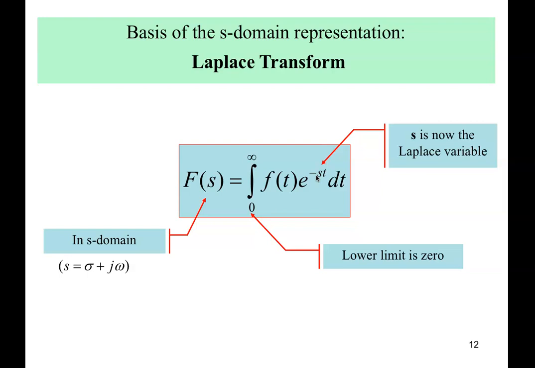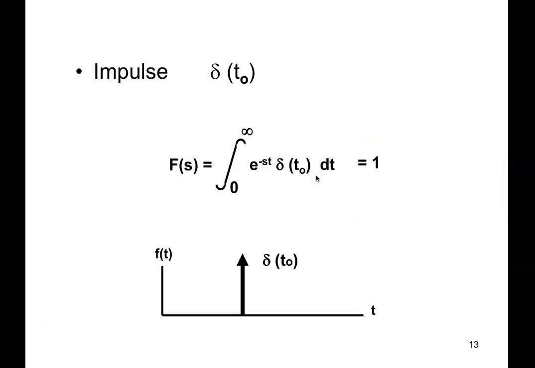And we also need to know the Laplace transform of some very typical signals, the signals that we use quite often in control engineering. The first one is called the impulse signal. An impulse signal is a signal that has zero width, but infinite amplitude. But the cross-section area is 1.